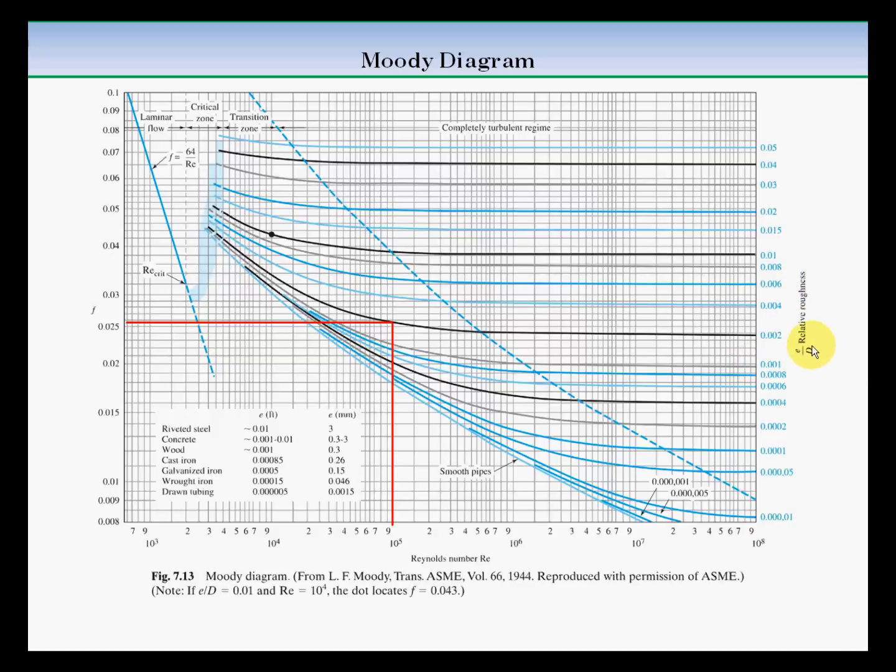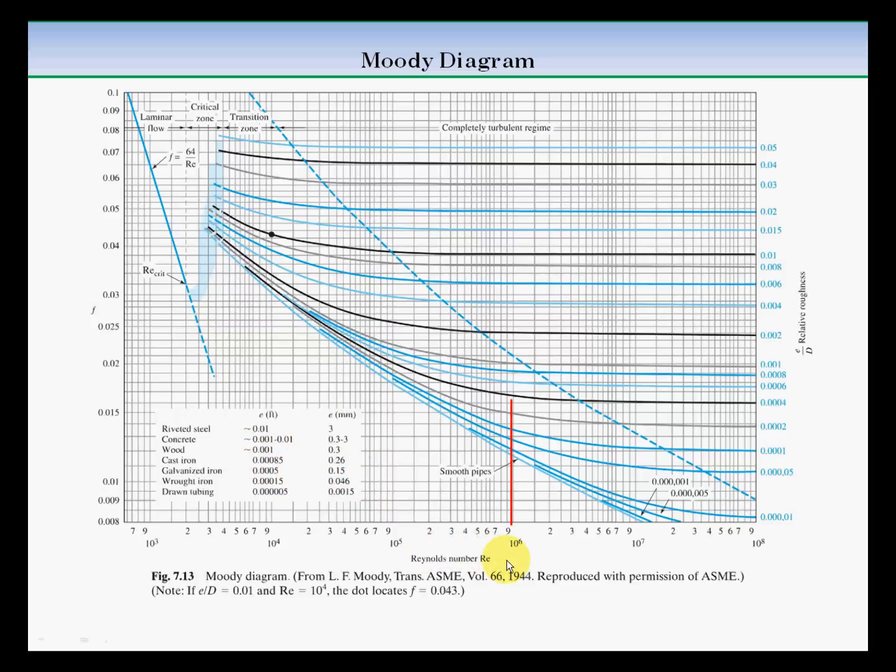Now, relative roughness depends upon diameter and the roughness of the material. And on the same diagram, you will see this little table that provides you with the roughness coefficient for different materials. For example, if you were using cast iron, then the value of E, or roughness, is 0.26 millimeters or 0.00085 feet. And depending upon the material that is given in the problem, you will use these values accordingly.